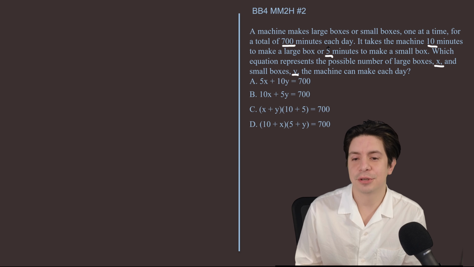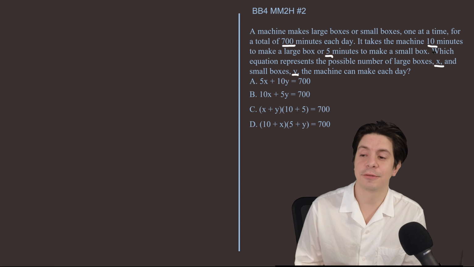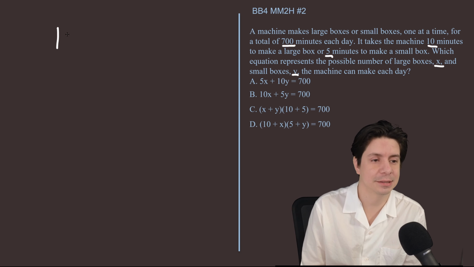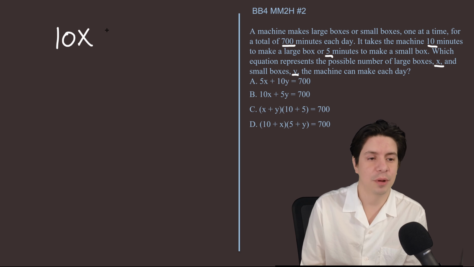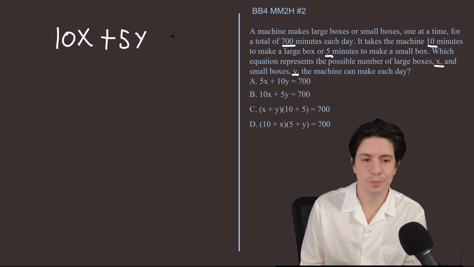Okay, so the large boxes is x and they go with 10. So it takes 10 minutes per box. So to find the total time for that, it would be 10x. And then 5 would go with the small box as y, so it would be plus 5y equals 700. And that is going to be B.